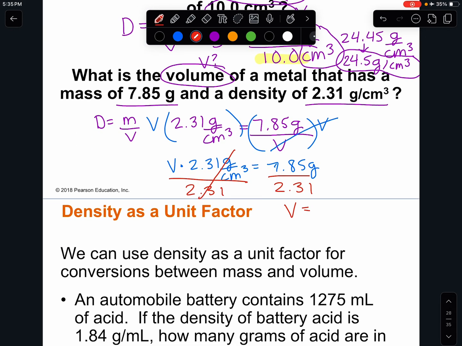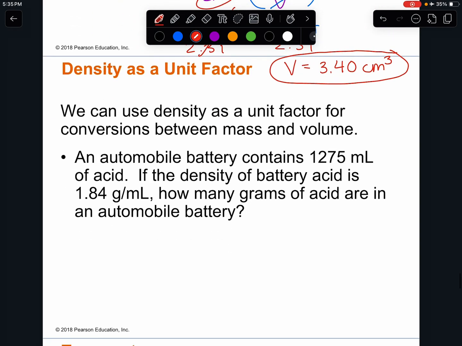So then in your calculator, you're going to go ahead and do 7.85 divided by 2.31. And when I round that to sig figs, I'm going to get 3.40. Since this is volume and my density is in centimeters cubed, my answer is in centimeters cubed as well. Okay?